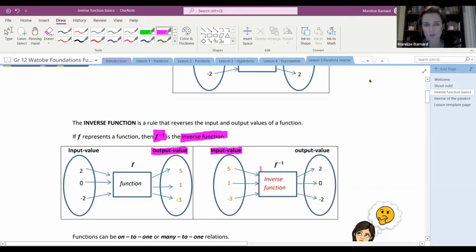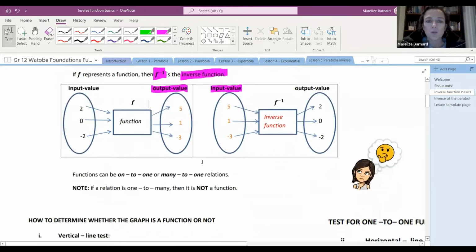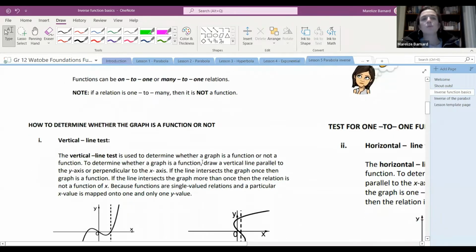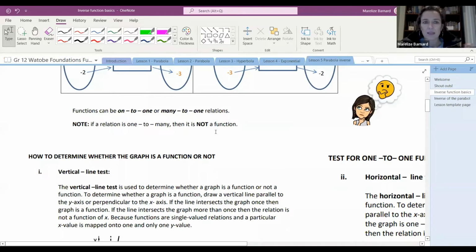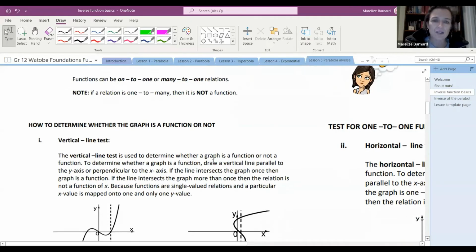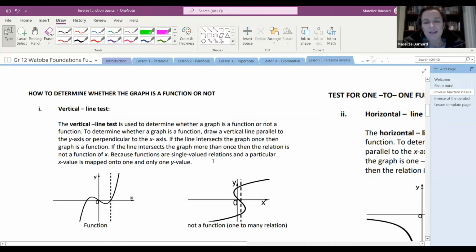It's just a reverse. So you would have learned somewhere along the line when you did this in school that there can be one-to-one or many-to-one relations, and that you can have functions and not have functions. So how does that work? So let's have a look at this idea of the vertical line test. So say you have a function. The vertical line test helps you to determine if your graph is a function or not.